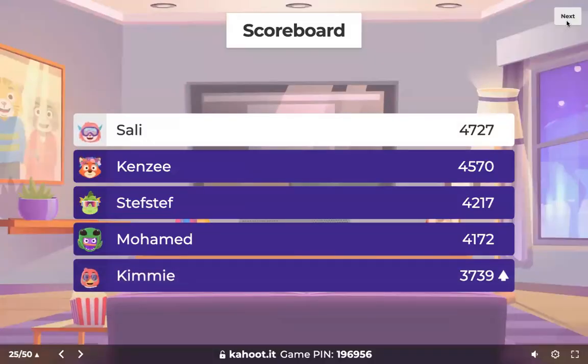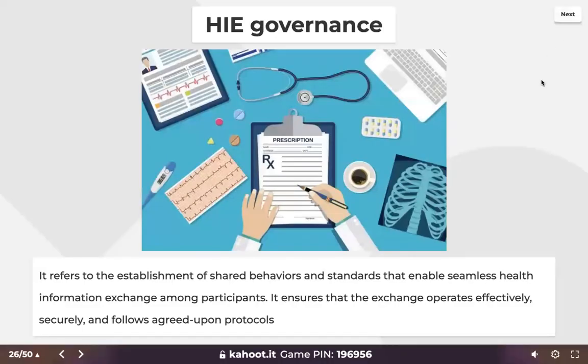Let's dig more into that and see what happened to the board. Okay, pretty consistent. HIE governance refers to the establishment of shared behavior and standards that enable seamless health information exchange among participants. It ensures that the exchange operates effectively, securely, and follows agreed upon protocols. So anything dealing with governance is you trying to have order, right? And protocol, and that's also present in HIE as well.